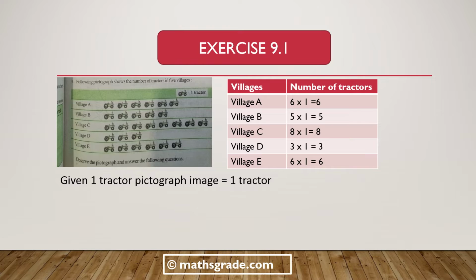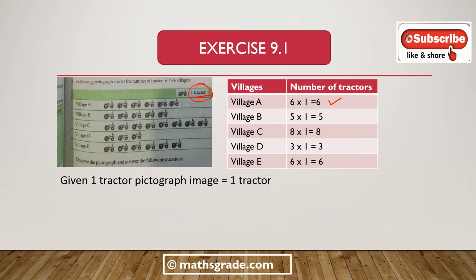First we have to make the table for the number of tractors in the villages A, B, C and D. So the number of tractors in village A is 1, 2, 3, 4, 5, 6. So there are 6 tractor images in village A. One tractor image is one tractor, so 6 images multiplied by one tractor, that is 6. So there are 6 tractors in village A.